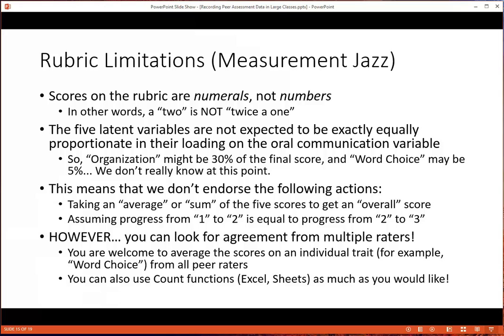What you can do is look for agreement from multiple raters. If you have someone who's consistently rating everybody much lower than all their peers, then that person may need some intervention, because that data is telling you that this person is kind of missing the boat on what's going on in these particular situations. You can average scores from multiple raters and say, look, you had a whole bunch of people give you 3s, a couple people give you 2s. That's really good. Count functions are very good.